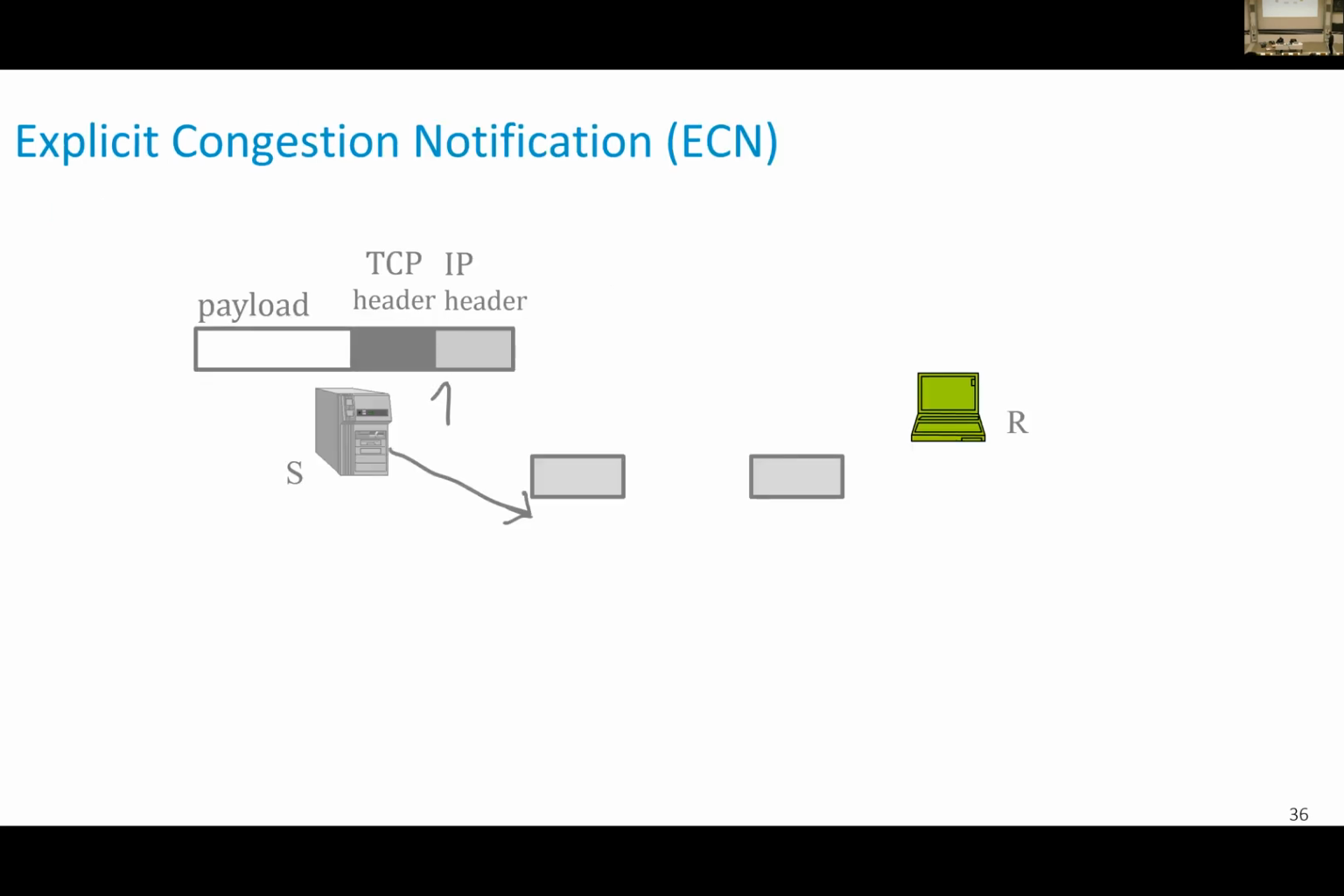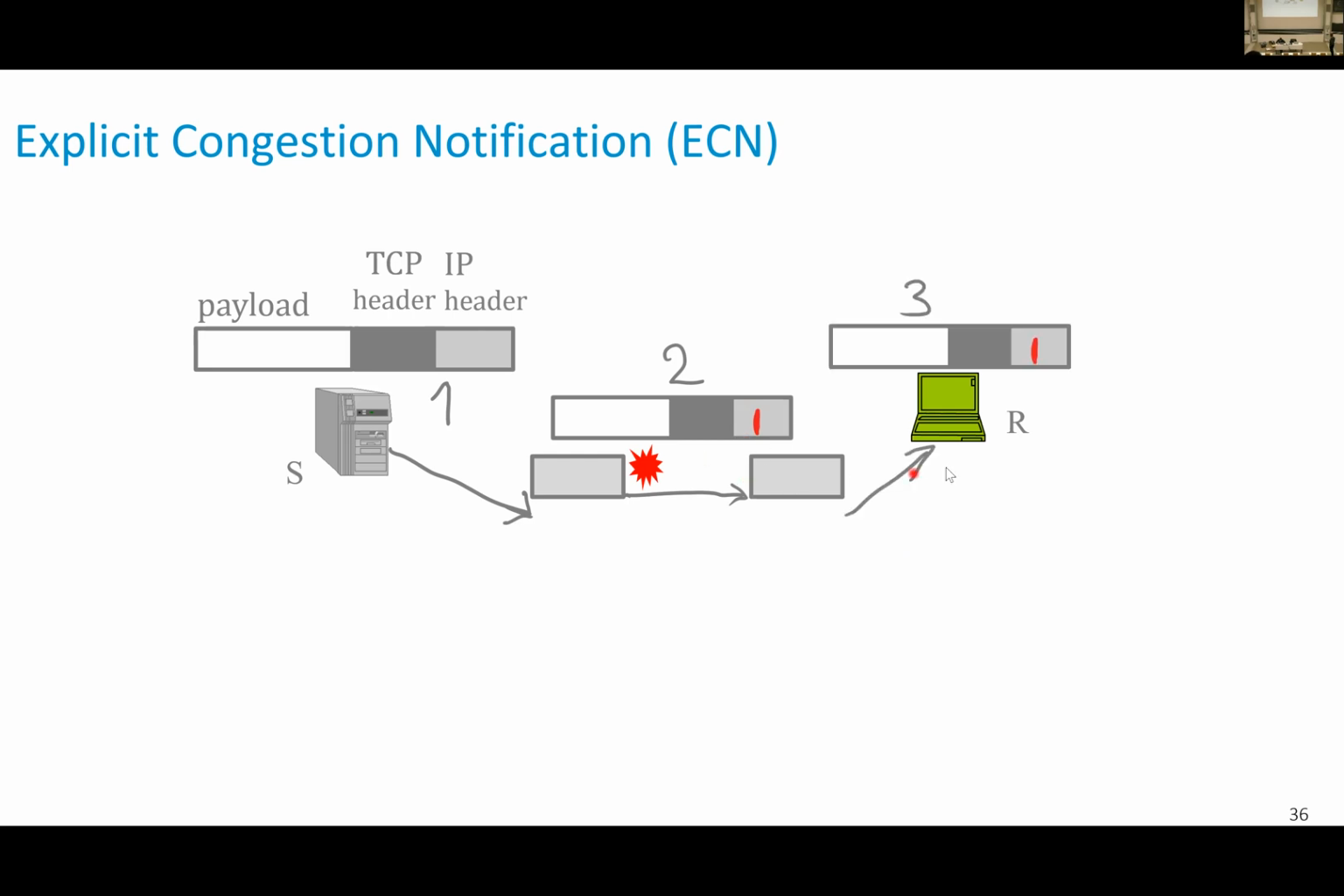I'm assuming here a source is sending a packet. ECN uses the combination of the TCP header and the IP header. Assume a router starts to be congested, so the output buffer of a router is congested. Then we will flip a bit somewhere in the IP header. It's one of the reserved bits that we have not discussed so far. So one of those bits will be marked here.